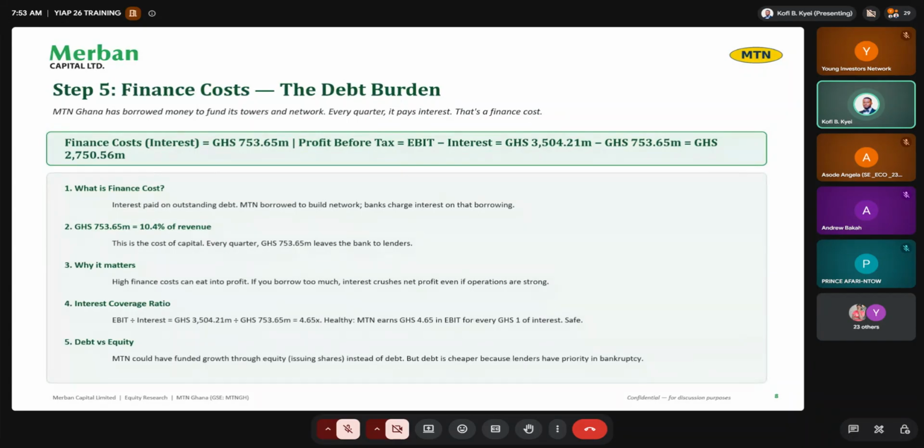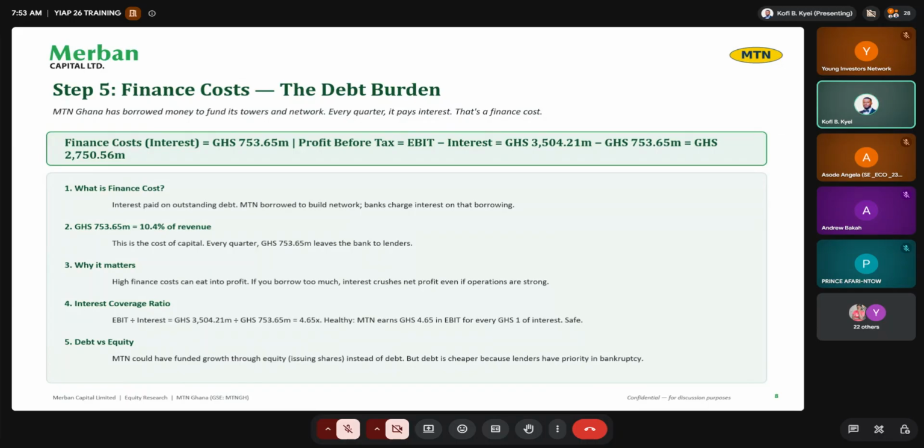Now we move to the finance costs. That is the debt burden of the business, the interest that the company pays, which is 753 million. So what is the finance cost? Interest paid on outstanding debt. MTN borrowed to build the network, and banks charge interest on the borrowing. It forms 10.4% of the revenue. Why it matters: high finance costs can eat into profits. If you borrow too much, interest crushes net profit, even if operations are strong.